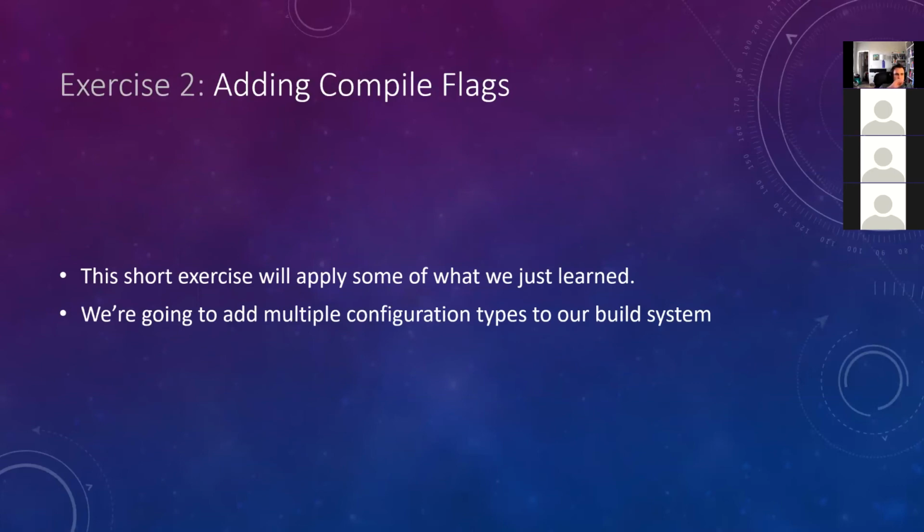All right, so exercise 2. We're gonna get into our next exercise. This is our last thing, then we're almost close to calling it a day for today. So this is going to talk about how to add some compile flags. We're also going to add multiple configuration types to this build system.